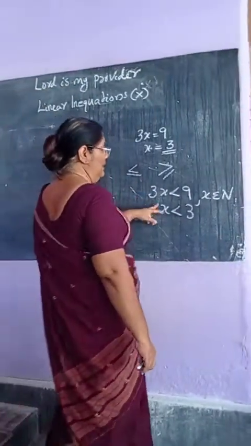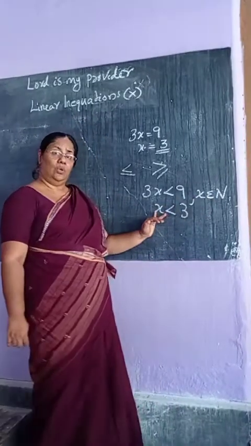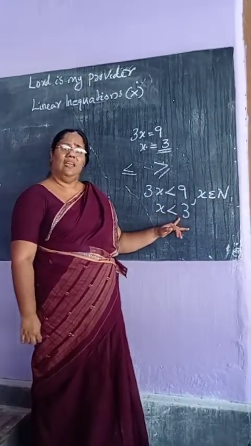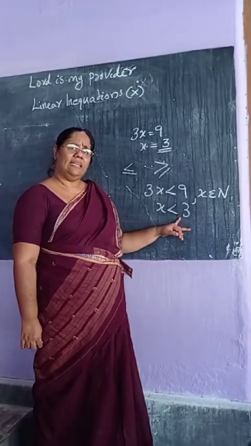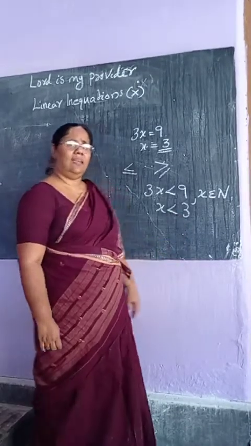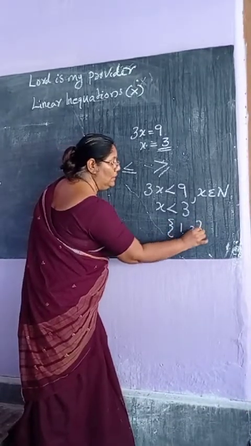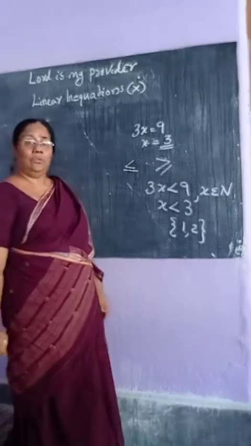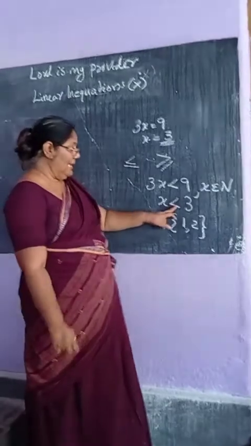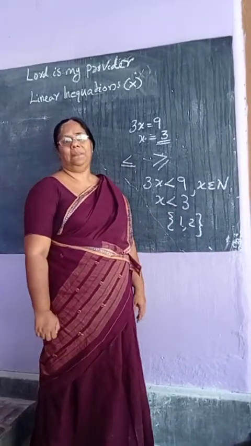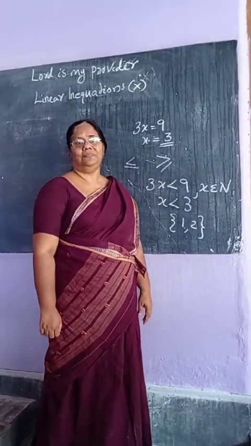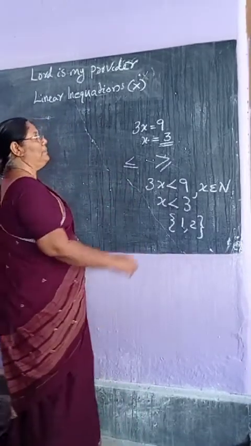Therefore, here x in N means the solution is x < 3. Can you say what is the answer for x in N and x < 3? The answer is the set {1, 2}. Only two natural numbers less than 3. Understand? Then write one more question.